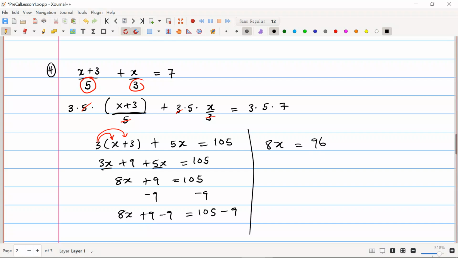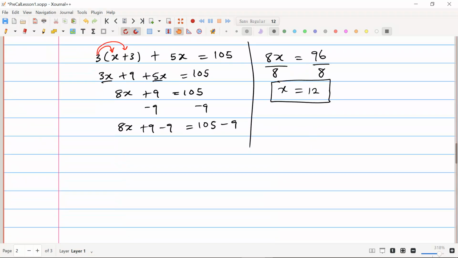Okay, so if I want to find x, I have to divide both sides by the value in front of x. So I'm going to have x equals 96 divided by 8, which is actually 12. Okay, and that is the solution to this problem. I hope you are understanding the process.